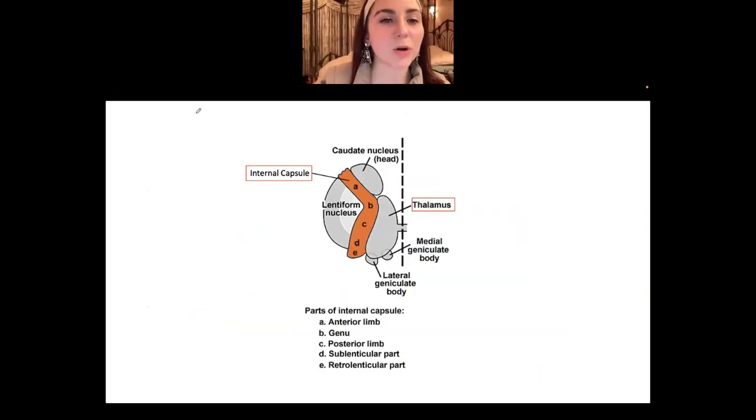And then again, I wanted to show how close the internal capsule is to the thalamus. So again, we have the caudate nucleus. We talked about this last time. The lentiform nucleus, these are just parts of the basal ganglia. And then here's your thalamus. And then the internal capsule: anterior, genu, posterior. So again, you can have these pure thalamic strokes, but that's really not going to have much to do with the internal capsule unless you have a really bad internal capsule stroke. It could bleed into the thalamus.